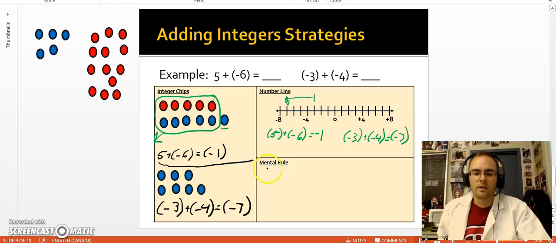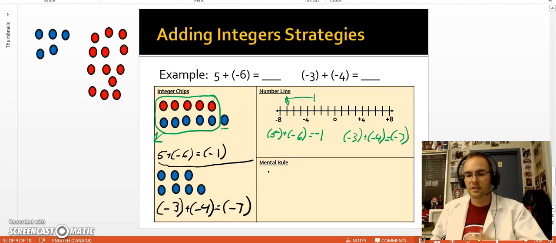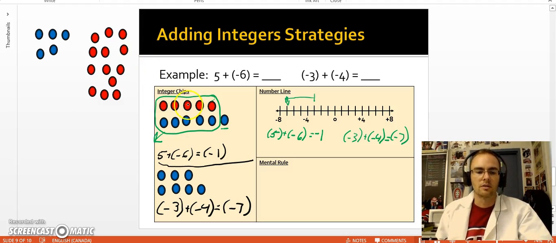All right, and finally, using the mental rules, and these are the most traditional ways of adding integers, and it is the easiest once you understand the rules. But the rules also run along the idea with opposite integers and the zero pairs, and we'll look at that as well. So my first question here is 5 plus -6.